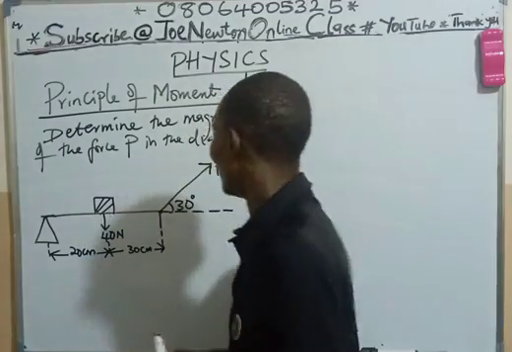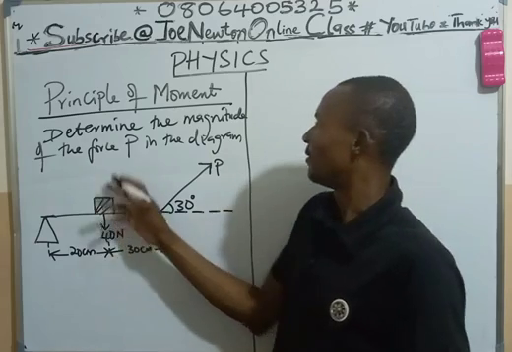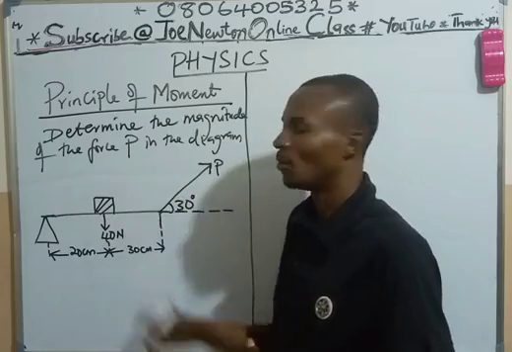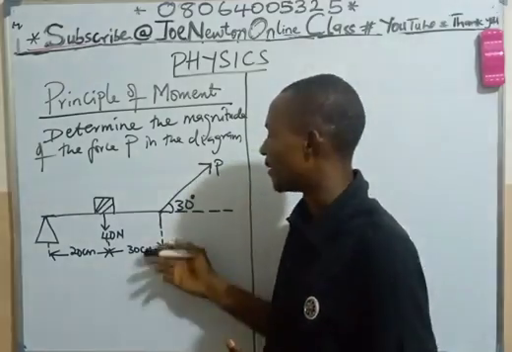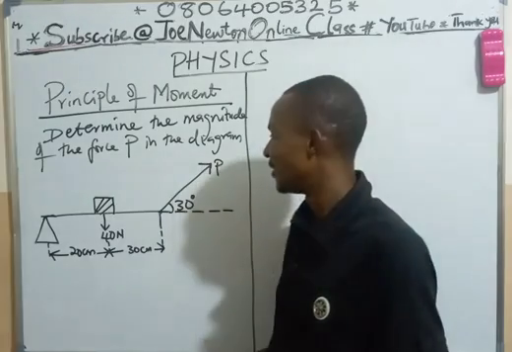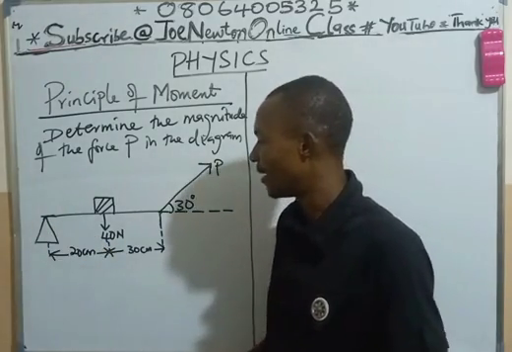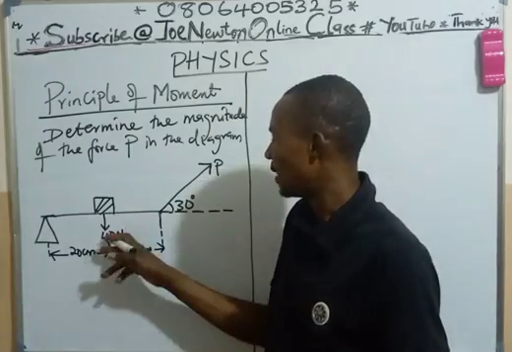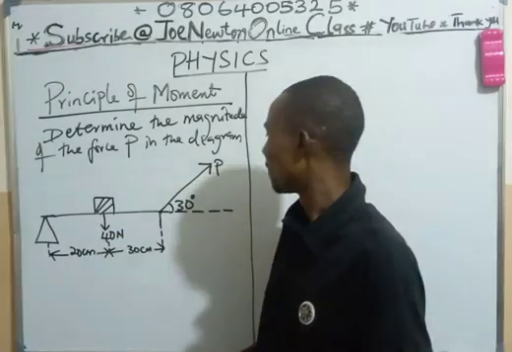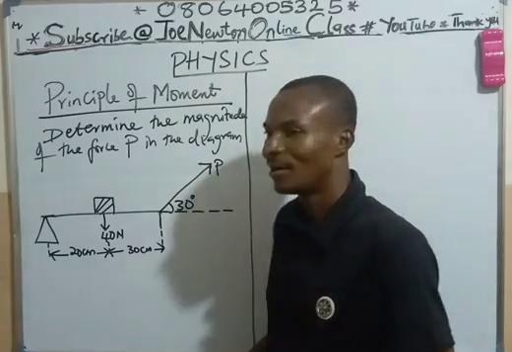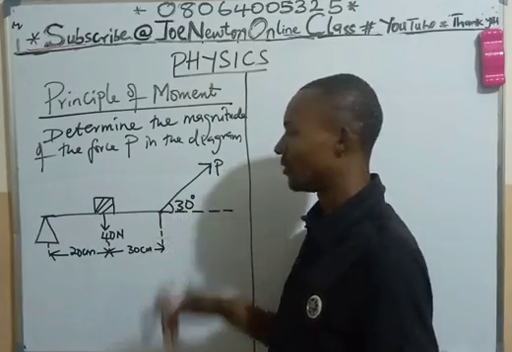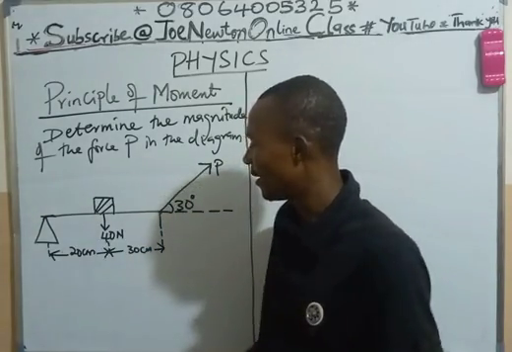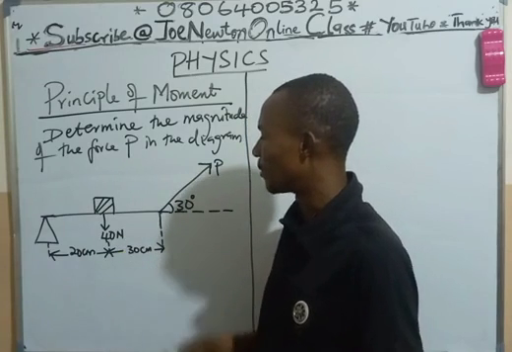Now, look at this. We are asked to determine the magnitude of the force P in the diagram below. Looking at this diagram, you can see that we have a pivot here, a body here of weight 40 Newton, then we have a force P here, inclined at an angle of 30 degrees to the horizontal, and this system of forces here keeps this body in equilibrium.